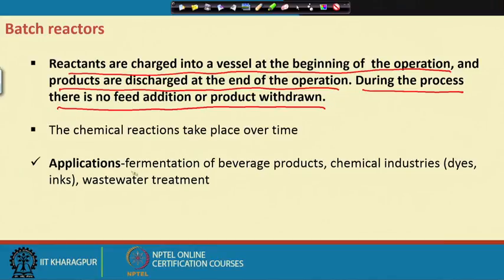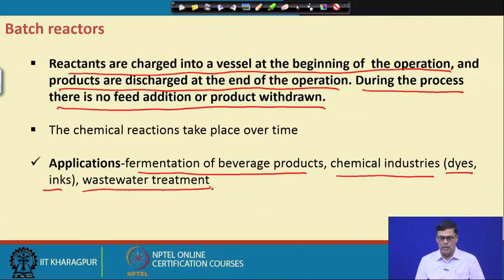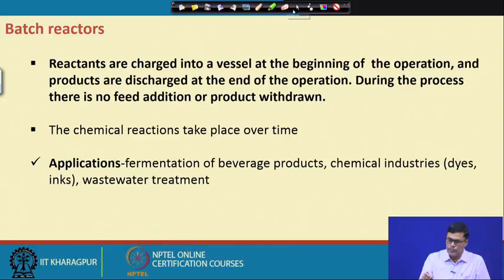Now, the applications are the fermentation of beverage production, the chemical industry for dyes and ink production, and wastewater treatment processes. It is largely used.